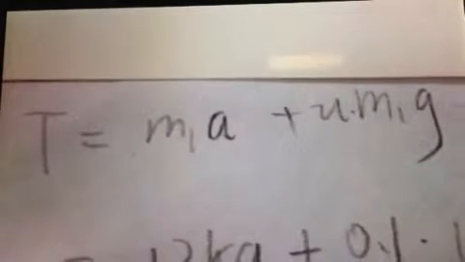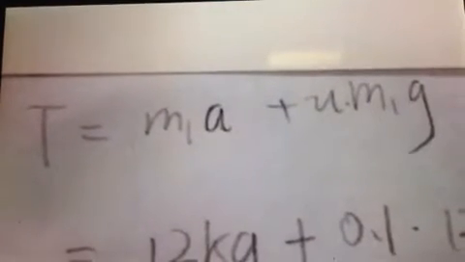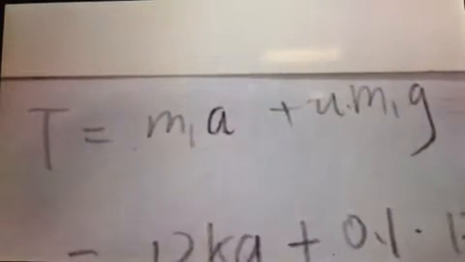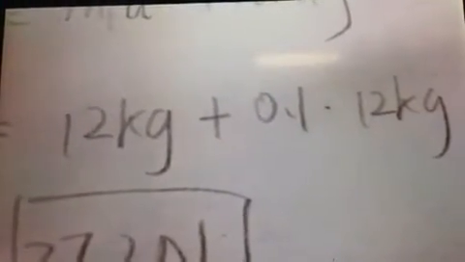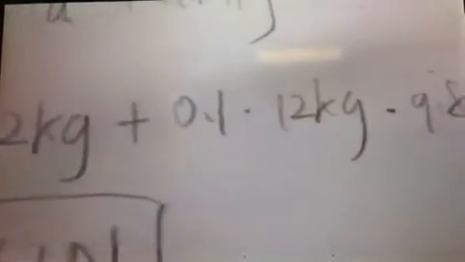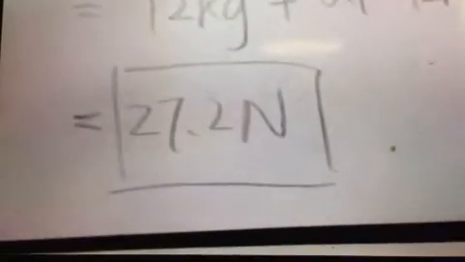For the tension, we can use the relationship from block 1. The tension is equal to m1 times acceleration plus the coefficient of friction times m1 times gravity. So plugging in the numbers, we get 12 kg times 1.2 plus 0.1 times 12 kg times 9.8. We get the number is 27.2.